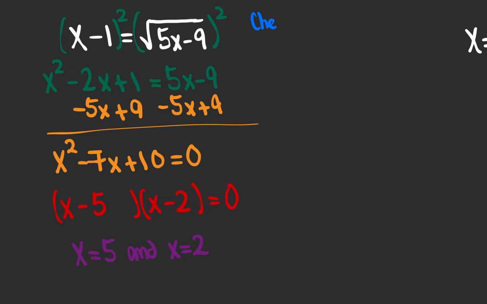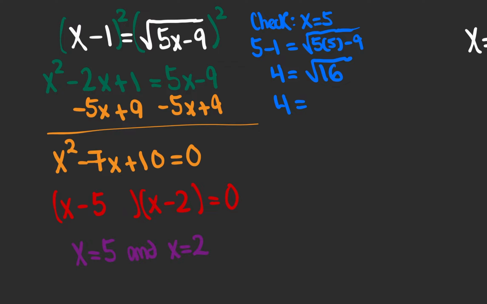So we have our check for x equals 5. We have 5 minus 1 on the left. On the right, we have the square root of 5 times 5 minus 9. On the left, this will leave us with what? 5 minus 1, that's 4, equals the square root of 5 times 5, that's 25, minus 9, that will leave you with positive 16. So we have 4 is equal to, well, the square root of 16 is going to be positive 4. So this one checks out. So this is a solution.